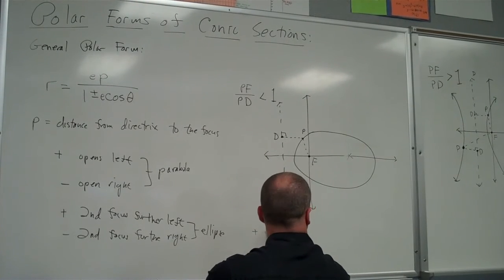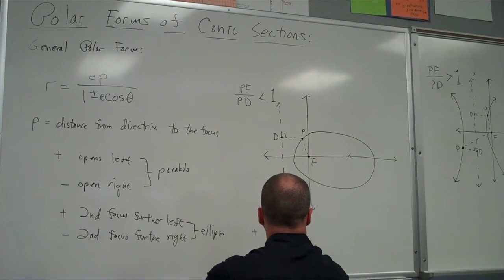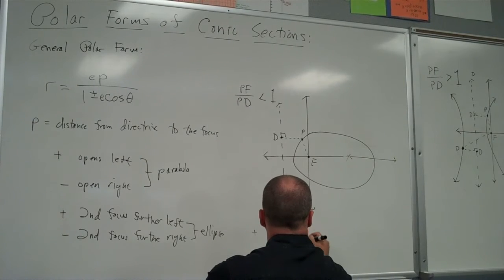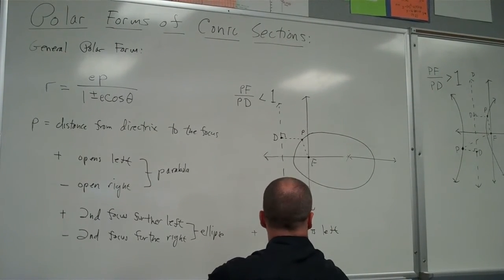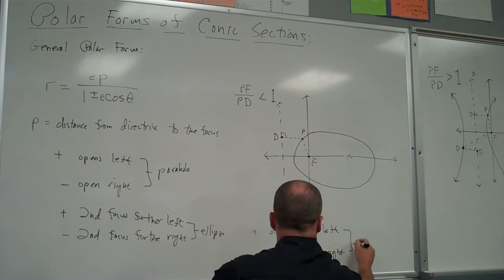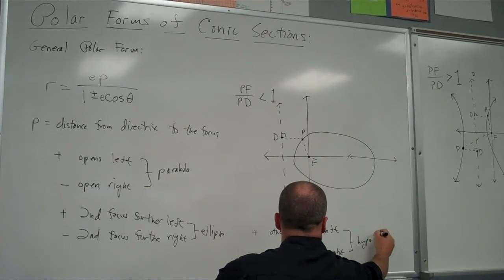To get the plus or minus straight on the hyperbola: if you have a plus in there, then the other wing is left. And if you have a minus in there, the one that's not wrapped around the origin, the other wing is right. So the one on the origin is just going to be this.